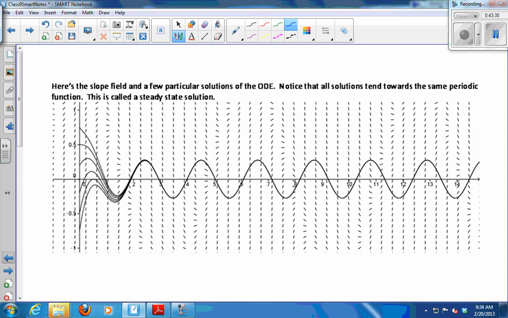This is just a slope field and a few particular solutions to the ODE we just solved. And notice that all the solutions, no matter where I start with an initial value, tend towards the same periodic function. They all converge on that same function. We call that periodic function that they're converging to the steady state solution. It's different than an equilibrium solution, because an equilibrium solution is always constant. But this is a steady state solution in that it always follows the same path.